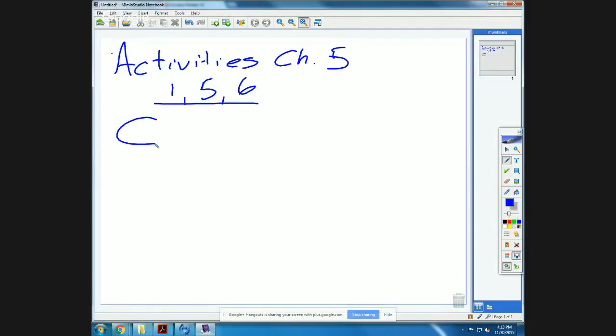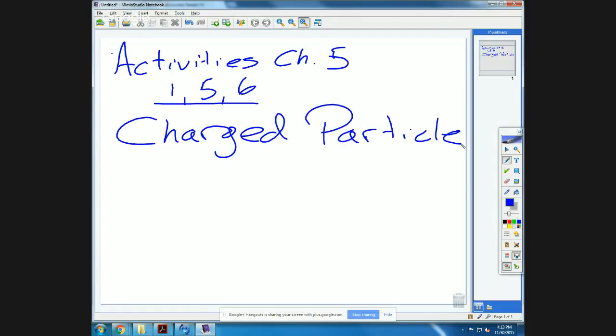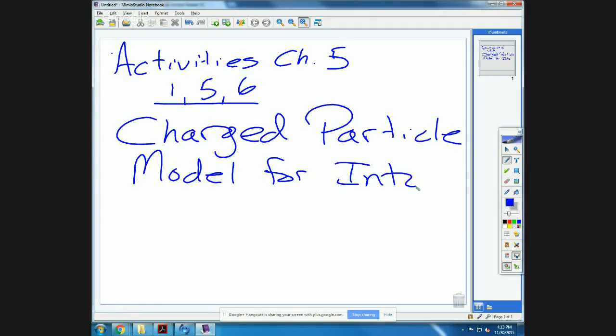So we're looking at the charged particle model for integers. Does everyone know what I mean when I say integers? Or the better question is, anybody not? Whole numbers are integers, but integers are more than the whole numbers. It includes the negative numbers, right?